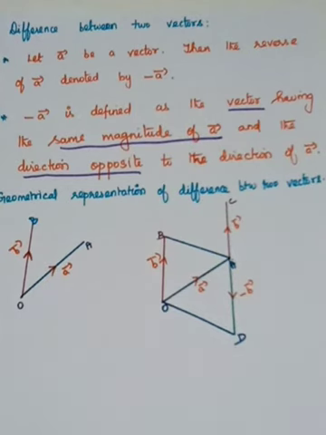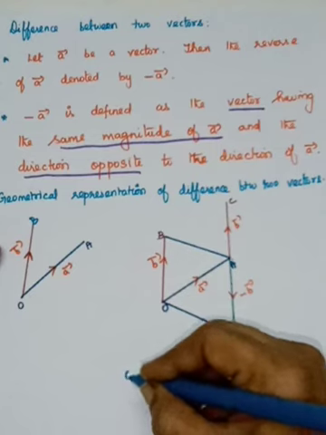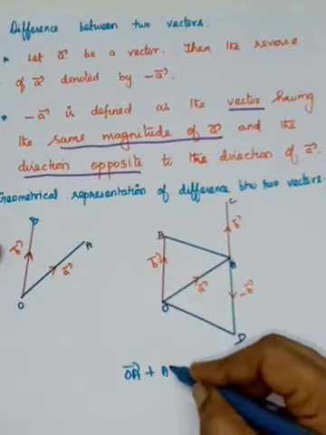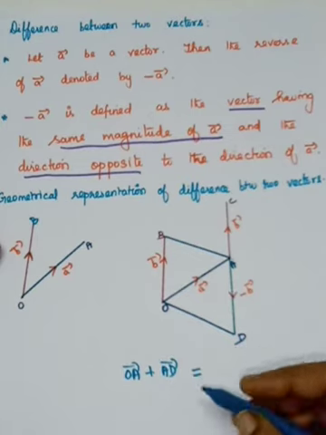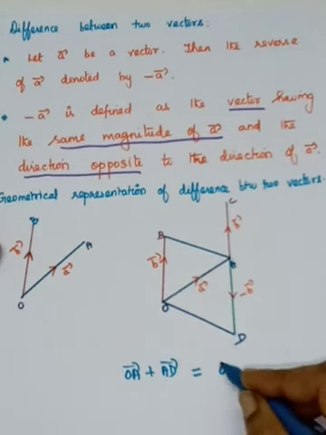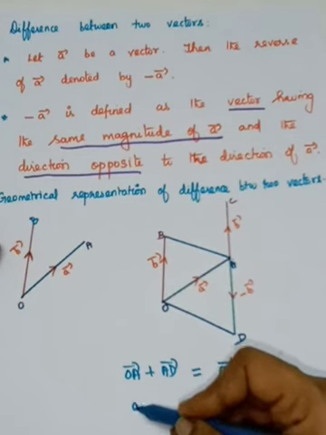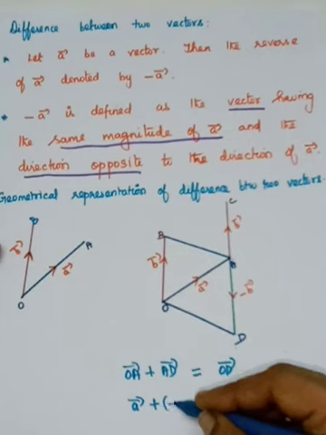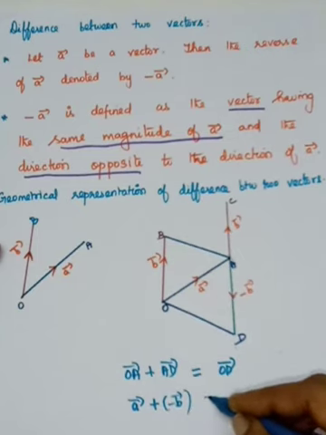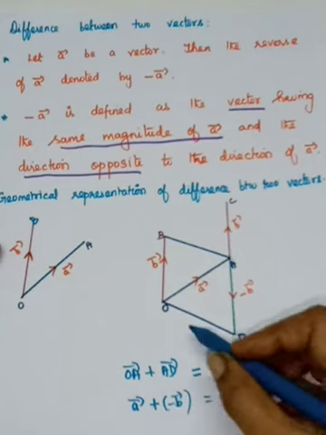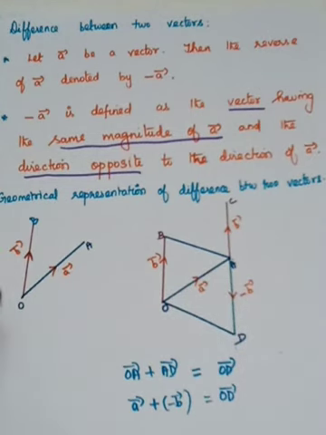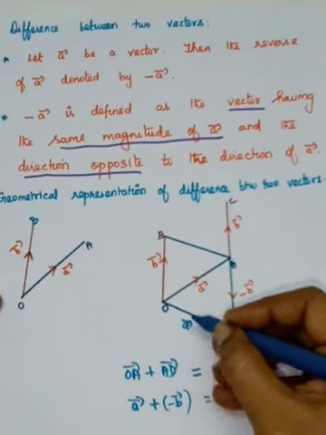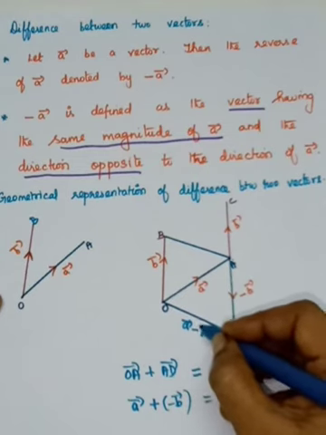Now work out OA vector plus AD vector. It is nothing but OD vector. OA vector is A vector, plus AD vector, which is minus B vector. That is your OD vector. So this OD vector is A vector minus B vector.